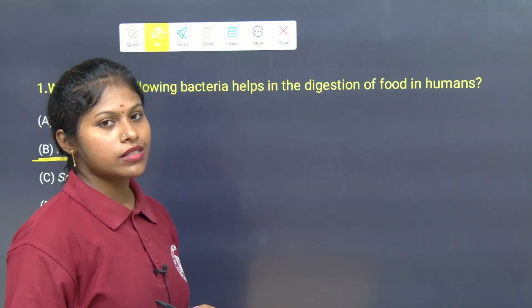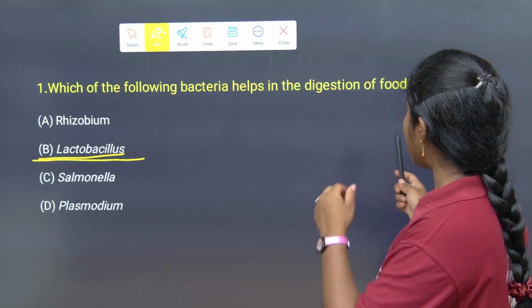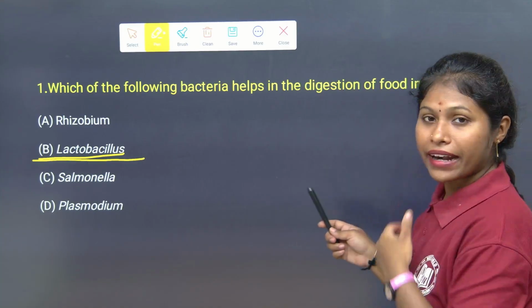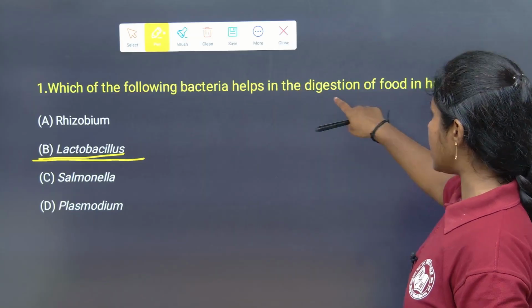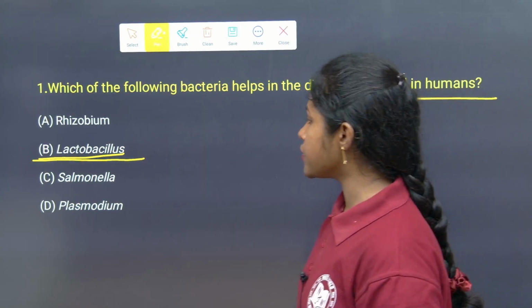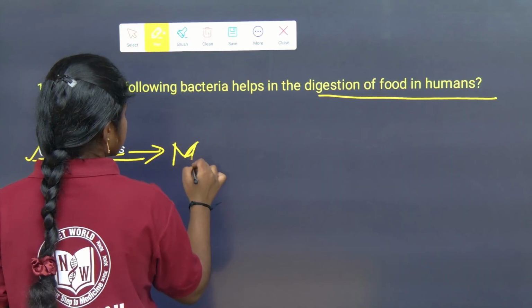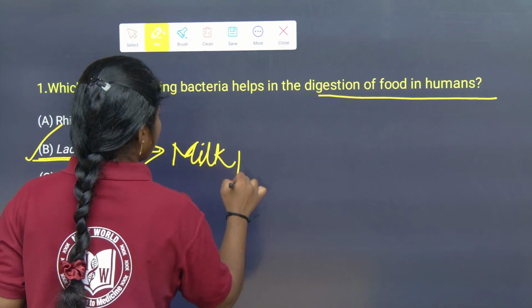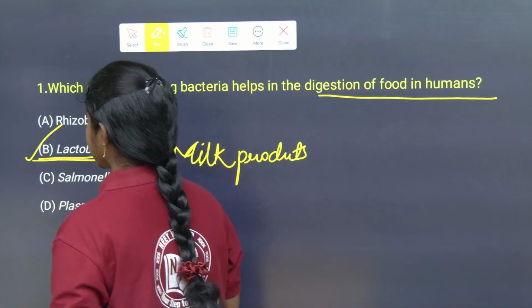Thereby mouth ulcers and stomach ulcers will be avoided, right? So the bacteria that helps is lactobacillus. Lactobacillus is the bacteria which helps in digestion of food in humans. Here is the direct question, children. Lactobacillus is present in milk products like curd, milk, yogurt, cheese, right?